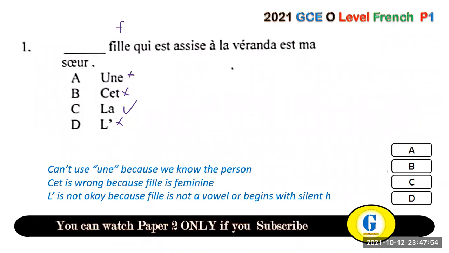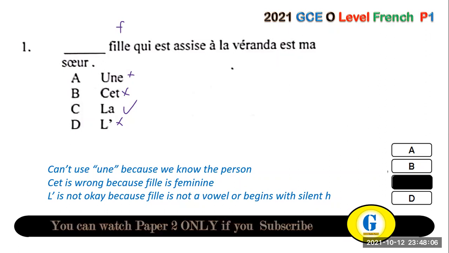Equally, we cannot use l apostrophe because F, that is fille, does not begin with a vowel or H muet. H muet is silent H, as your teachers always say in class. So our key in this question is la. Donc, on dit, la fille qui est assise à la véranda est ma sœur.